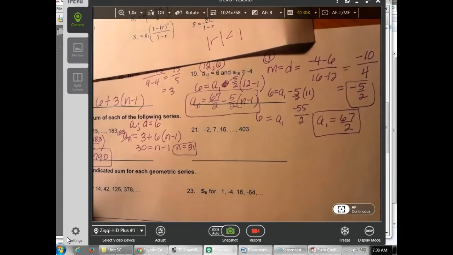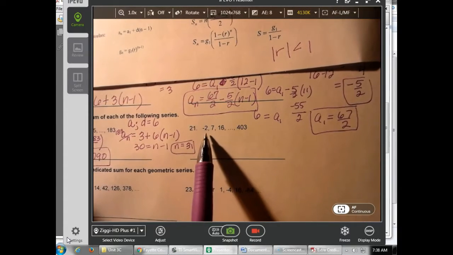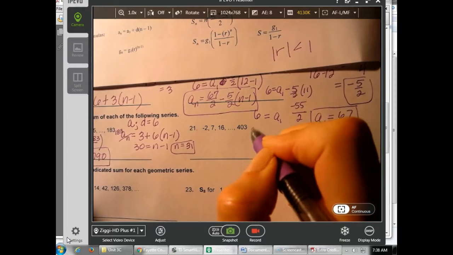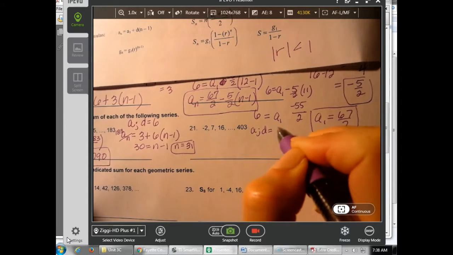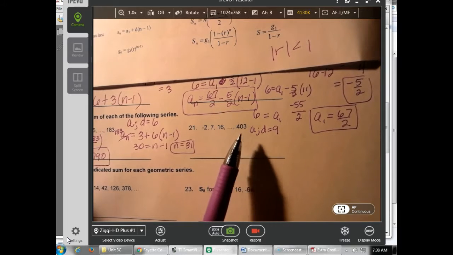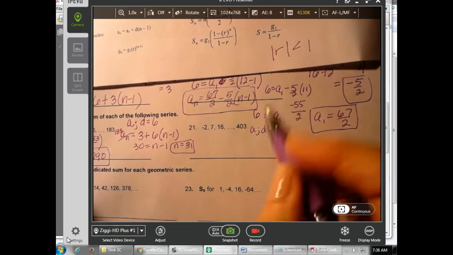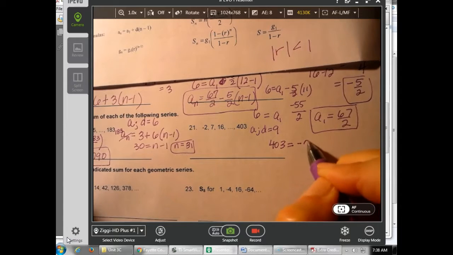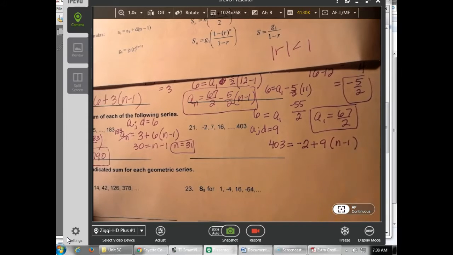Okay, now the next one. First of all, we need to decide, is this arithmetic or geometric? It looks like I'm going to be adding 9 every time, so it's going to be arithmetic. So arithmetic, and the common difference is 9. So again, I need to figure out where this is in the whole pattern. So I'm going to say 403 is equal to my first term of negative 2 plus my common difference of 9, and then n minus 1.